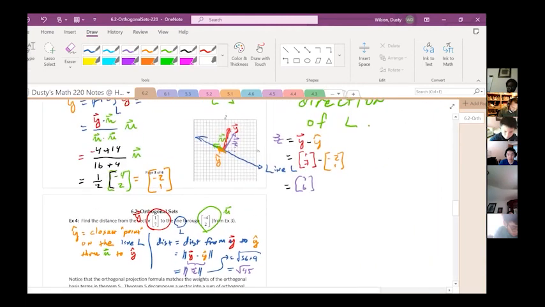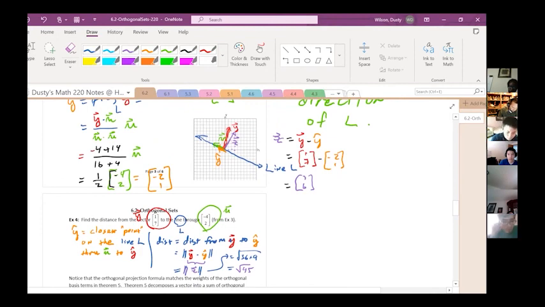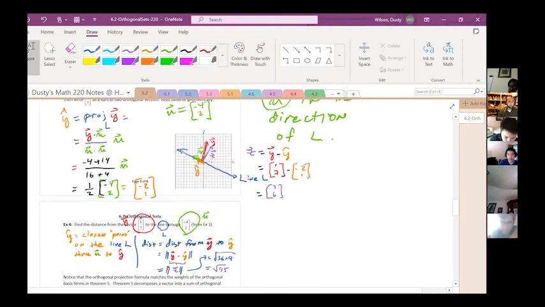Let me backtrack a little bit in the notes. So there's the two pictures together. Questions? Very good.